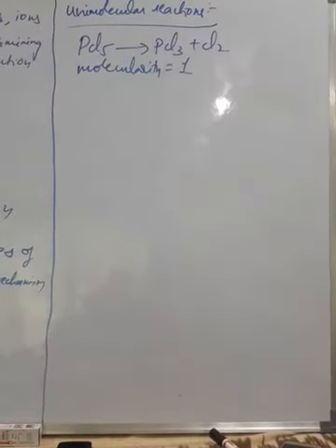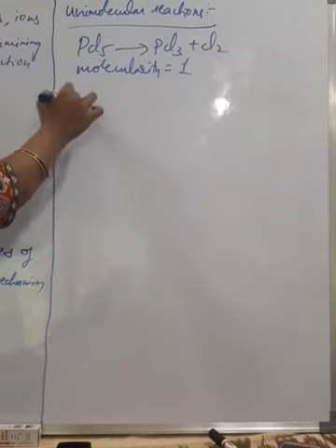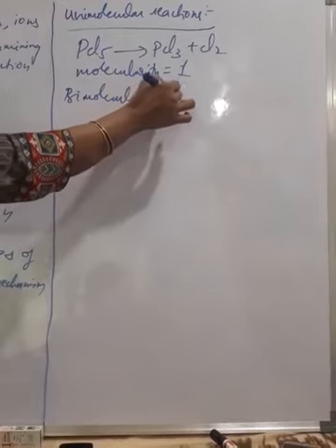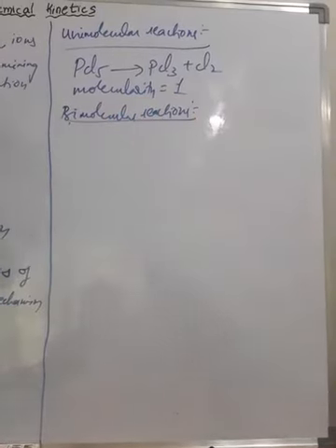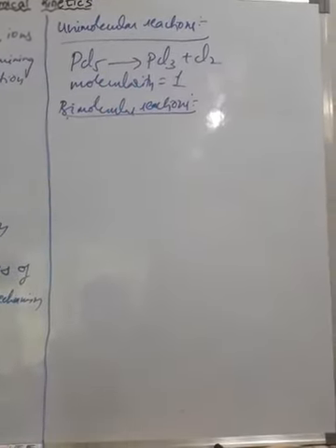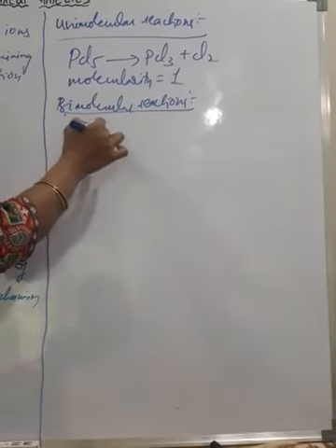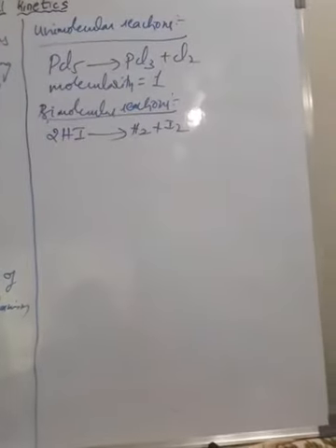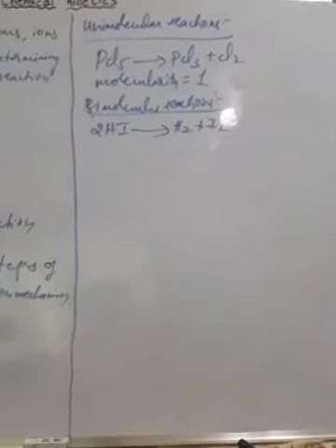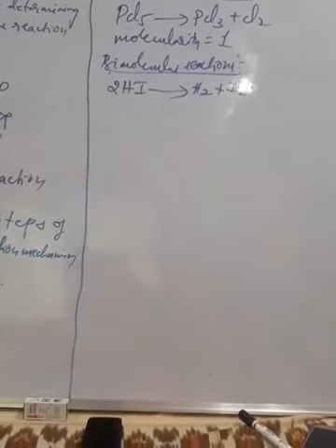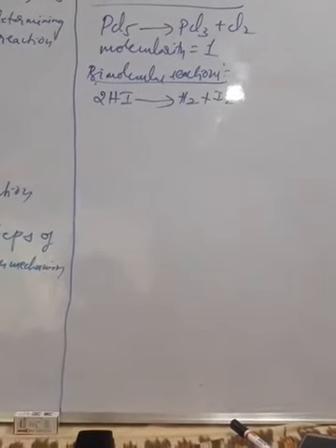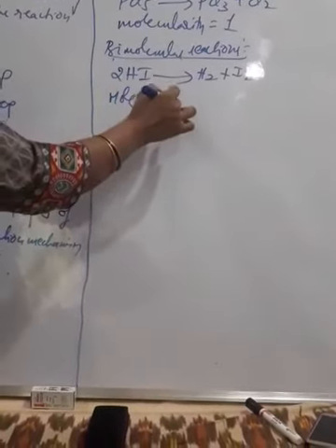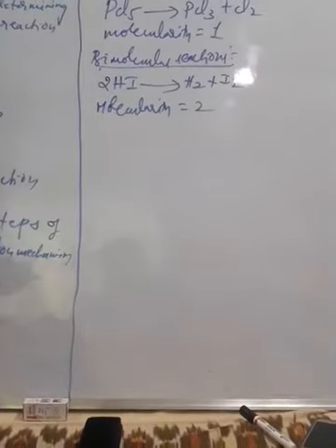Then bimolecular reactions. For example, decomposition of hydrogen iodide. We get H2 and I2. So in this reaction, two molecules are involved in the reaction. That's why molecularity is equal to 2.